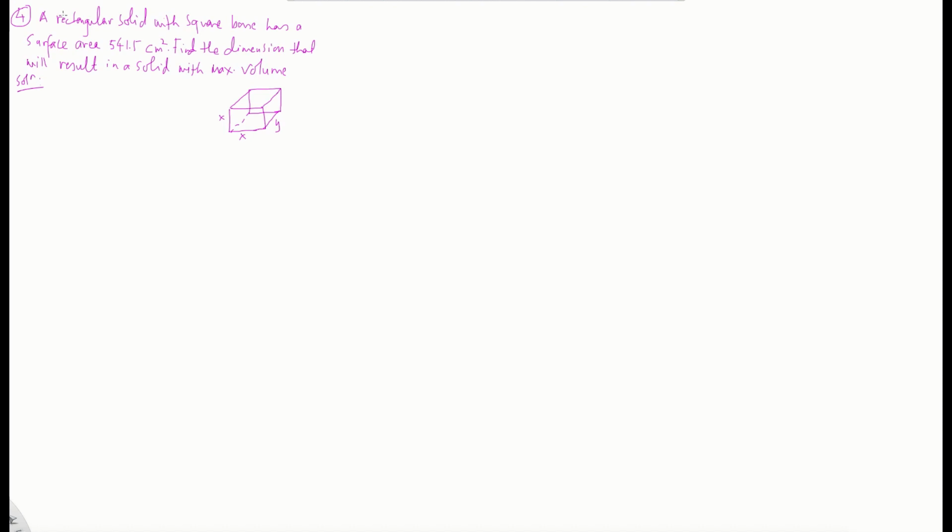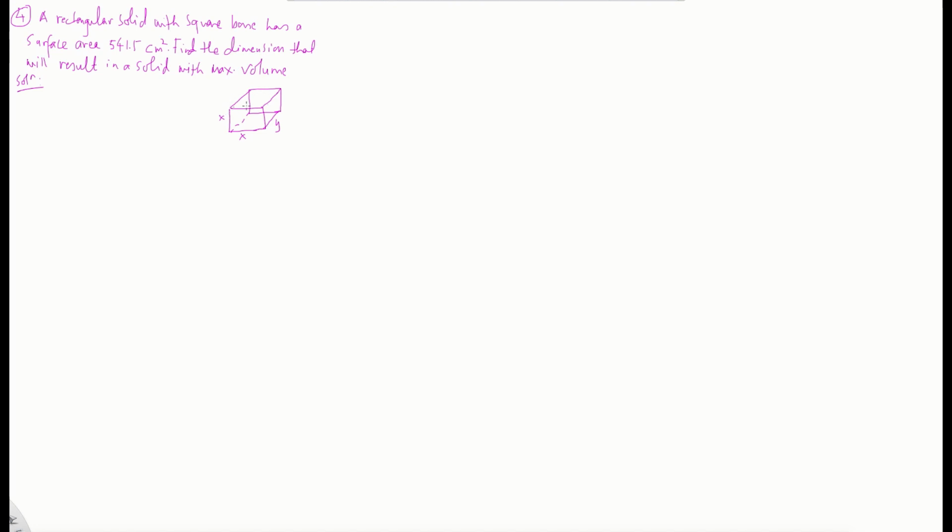Alright, let us take another example that says a rectangular solid, like a box, with a square base, has a surface area of 541.5 centimeters squared. Find the dimensions that will result in a solid with maximum volume. So we're putting that box in a sleeping position, meaning that the longer face is on the bottom. But this is what it is talking about.